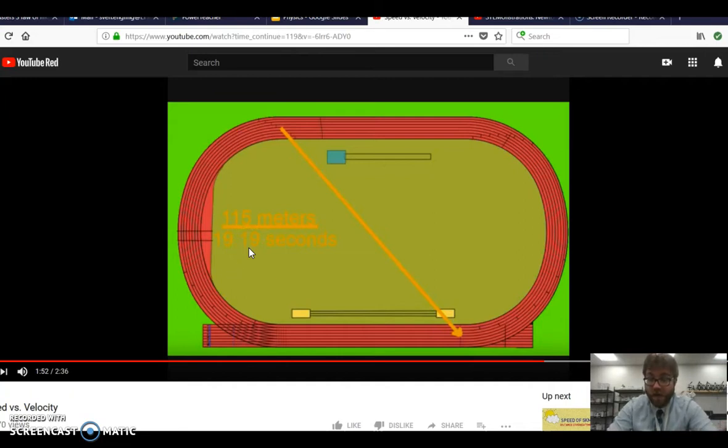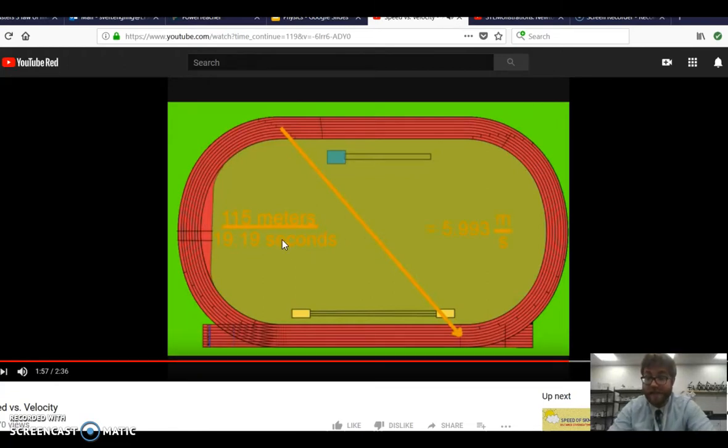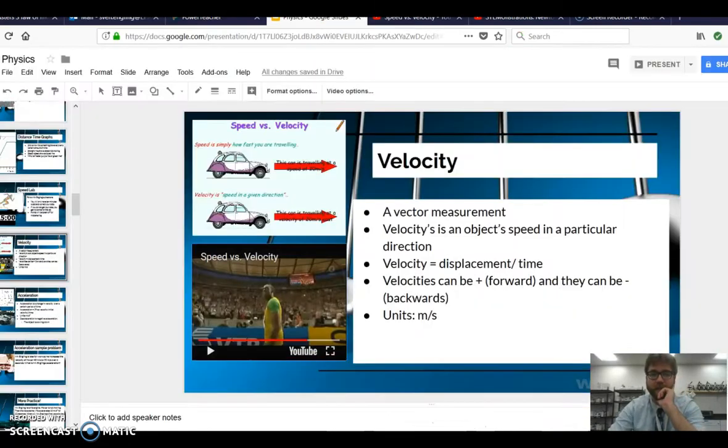So velocity is displacement, which is this, divided by time. So our velocity is equal to 5.99 meters per second. That's different from our speed. Our speed was 10.4, and our velocity here is 5.9. See, the difference between the two is that speed is concerned with distance, this whole 200 meters, while velocity is more concerned with the displacement, which is this right here, the 115 meters between your start and your end point. That's the big difference between the two.